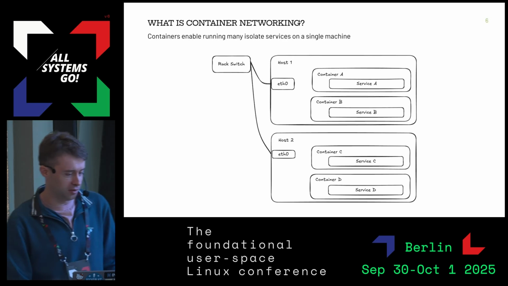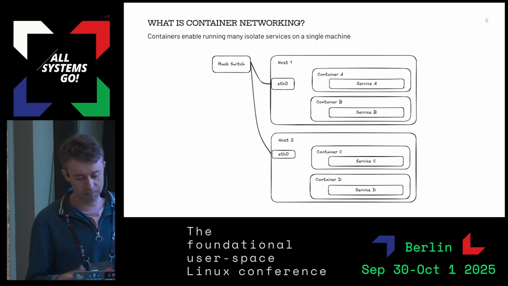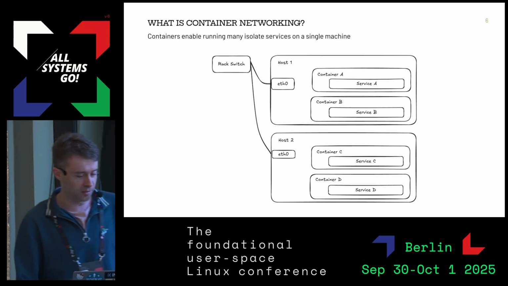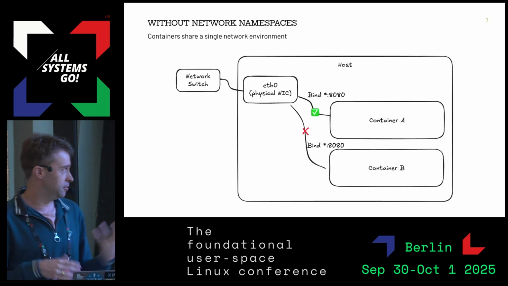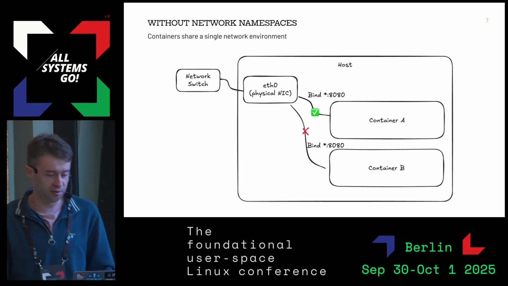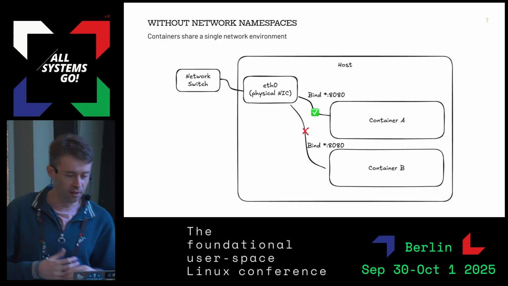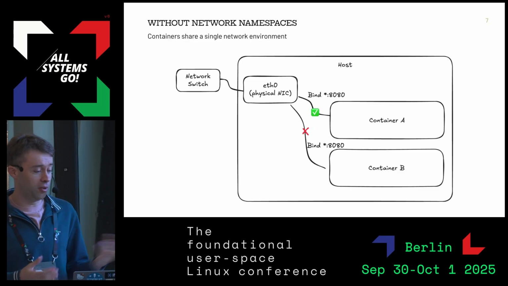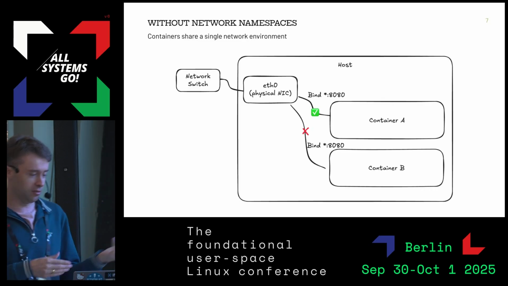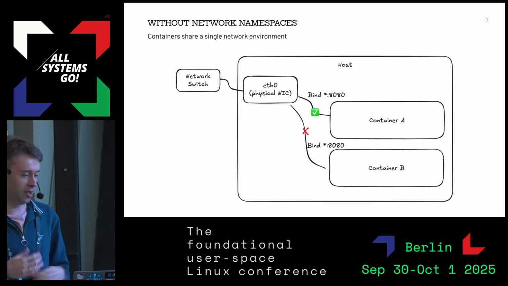So a typical host might have, sometimes, even thousands of services running at the same time. And of course, we want to be able to isolate the networking between these services. So before we had network namespaces, we would have this issue. If there's two containers running on the same host and they both want to use a similar IP address and port, there would be a conflict. They're all sharing the same network environment.